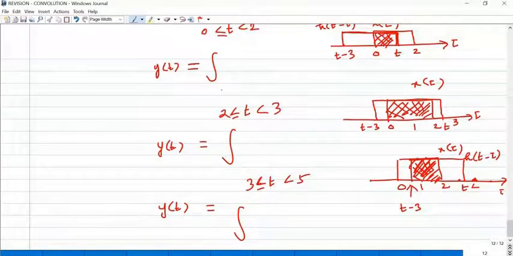What is the integration limit for the first case? See the figure and tell me the answer. Very simple. It is 0 to t. What is the integration limit for the case when t is between 2 to 3? Starting point 0, ending point is 2. So 0 to 2. Last one: starting point is t minus 3, so t minus 3 to the ending point 2.